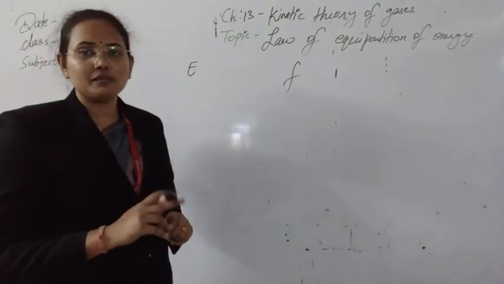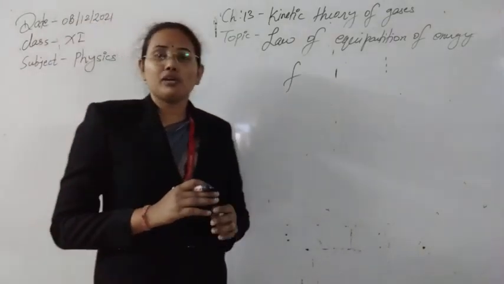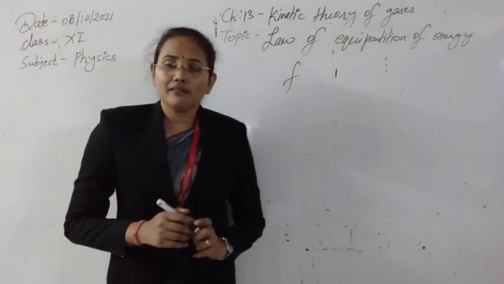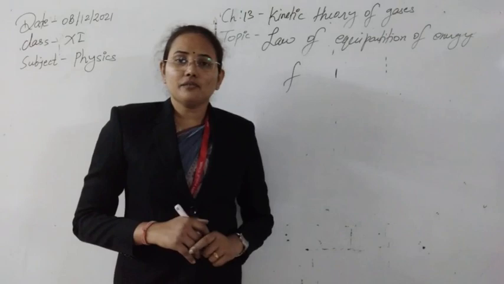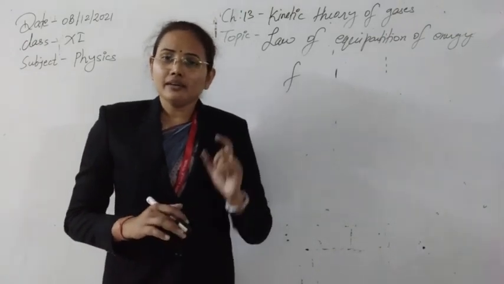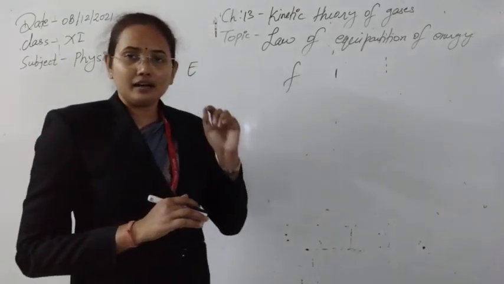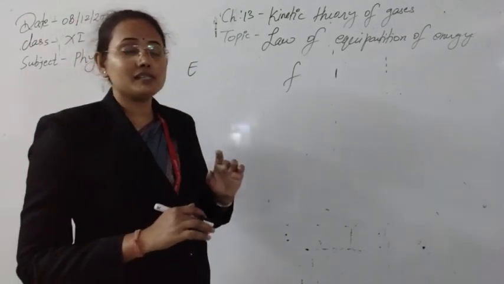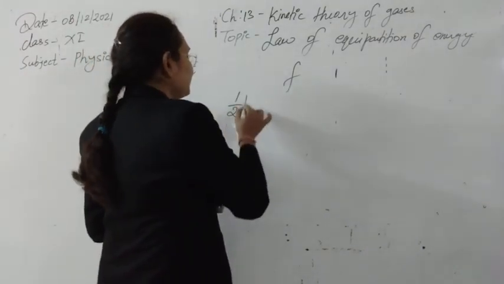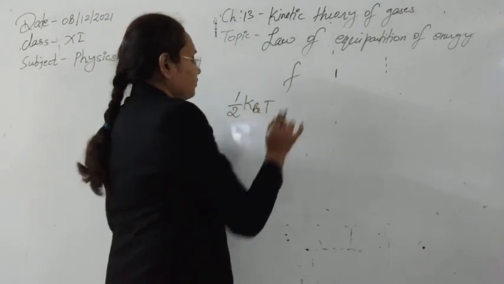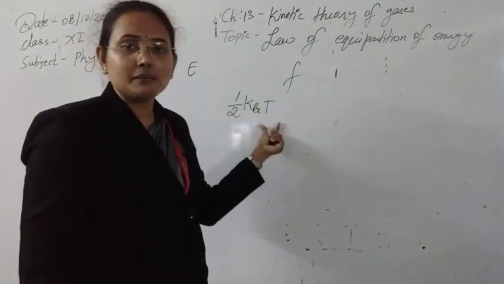suppose for example we have a monatomic gas. So whenever the energy is transferred to a monatomic gas, at that time the degrees of freedom are 3. So along 1 degree of freedom, the energy got by the gas will be equal to half kBT, where kB is the Boltzmann constant and T is the temperature of the gas.